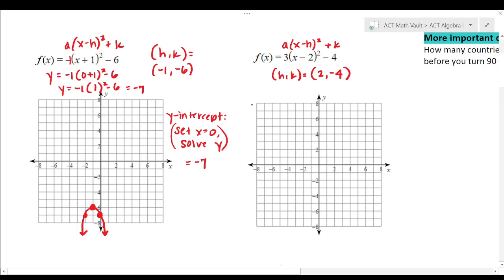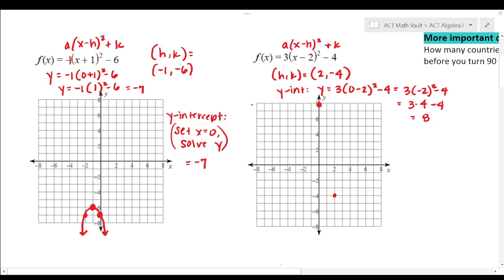Think about if that makes sense. And then, so let me graph that, 2, negative 4. And then my y-intercept is going to be, y or f of x equals 3 times 0 minus 2 squared minus 4 equals 3 times negative 2 squared minus 4. I have to be really careful here that I do order of operations. So that's 3 times a positive 4 minus 4, and that would give me 12 minus 4 is 8. So the y-intercept is all the way up here at the 8.